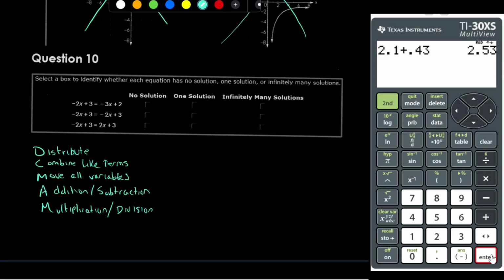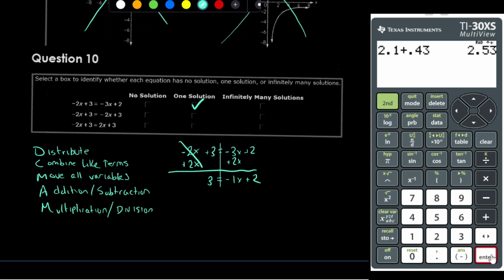Okay? So let's look at each one individually. Negative 2x plus 3 equals negative 3x plus 2. Okay. So, our first step here, move all variables to one side. To move all variables to one side of the equation, I'm going to add 2x to both sides. Bam. 3 equals negative 1x plus 2. And you stop here. Because as soon as you see that you only have one term with a variable left, and there's nothing that could possibly get rid of that variable, it's immediately one solution. If you're going to have a variable left at the end, it's immediately one solution.